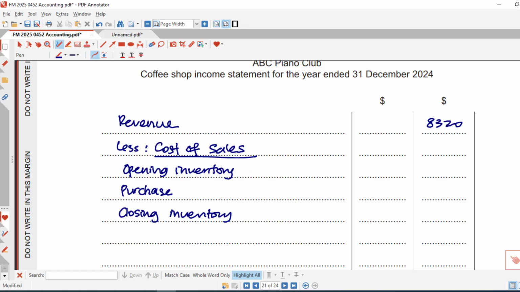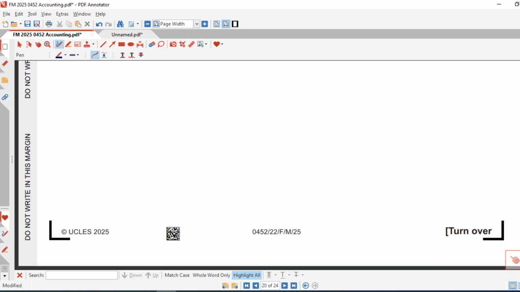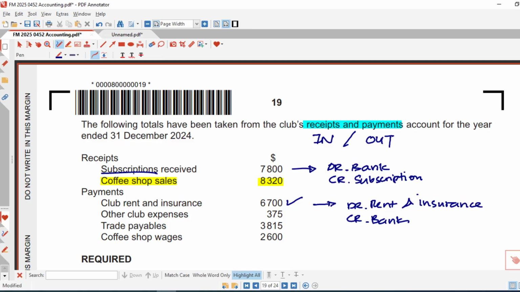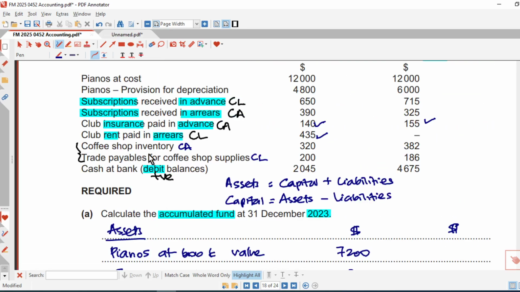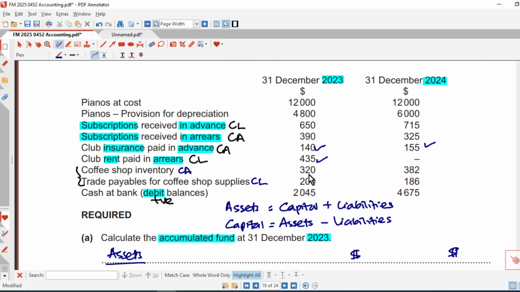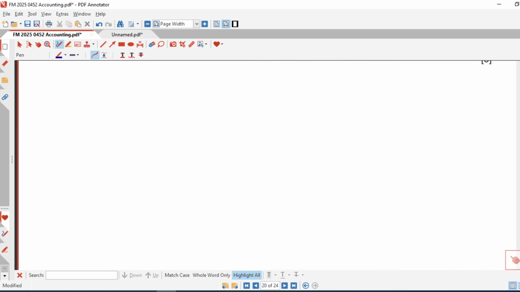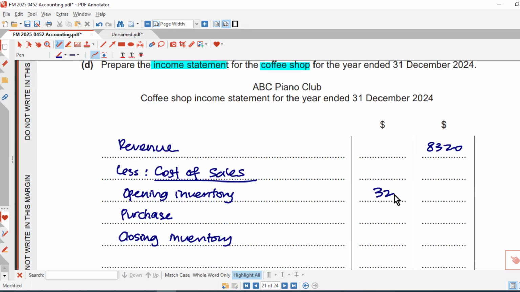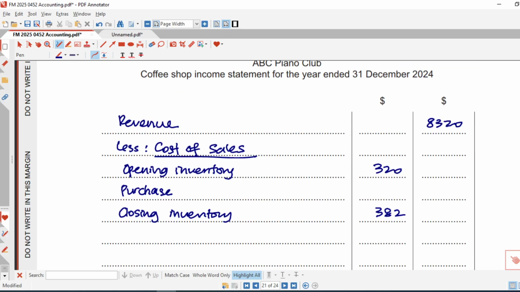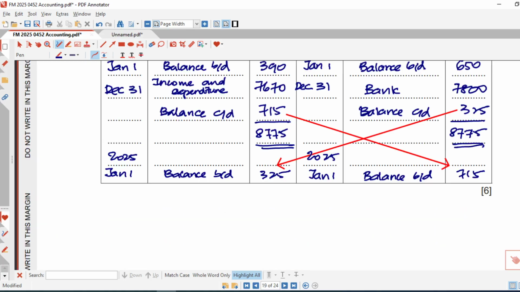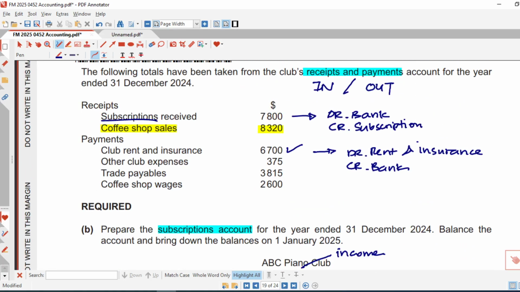So let's search for opening inventory. Where's the opening inventory? There you go. 2023, $320. 2024, $382. Let's plug that in. 320 and 382. Now the only thing left is the purchases figure. Do I have any purchases for the coffee shop?